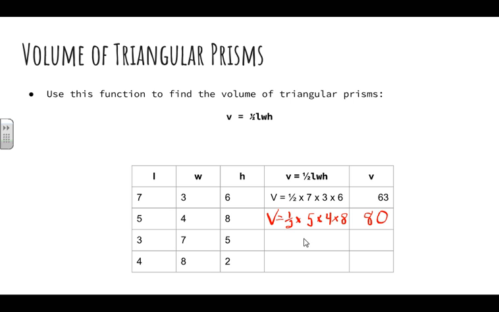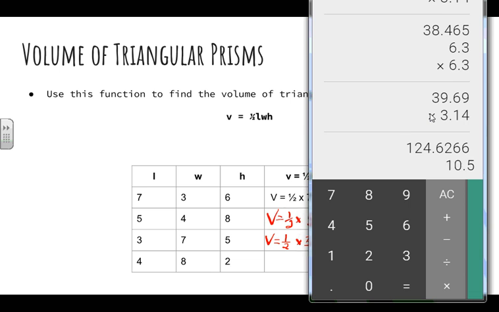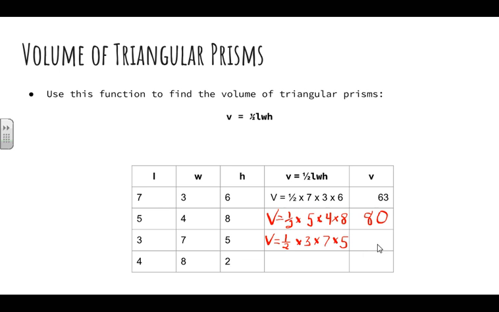So that's your volume. If you have a triangular prism with a length of 3, a width of 7, and a height of 5, plug that into your formula and you get 1/2 times 3 times 7 times 5. Multiply straight across. So 1/2 times 3 would be 1.5. 1.5 times 7 is, I believe, 10.5. And then 10.5 times 5 is 52.5.